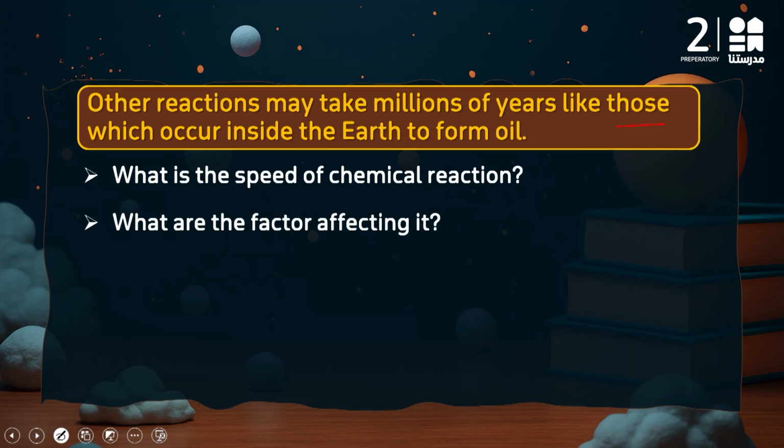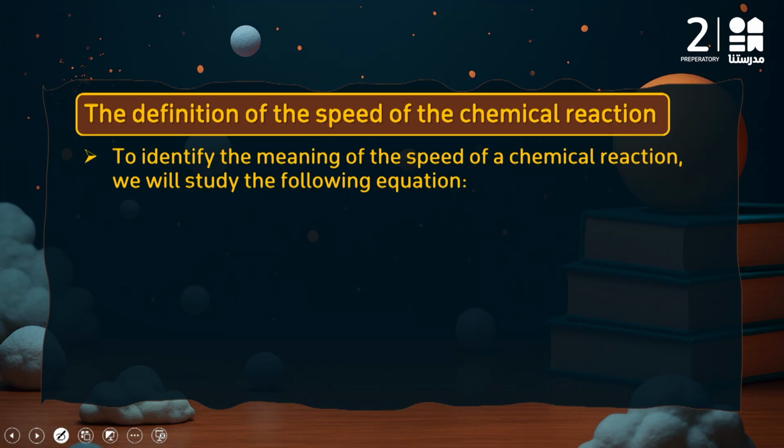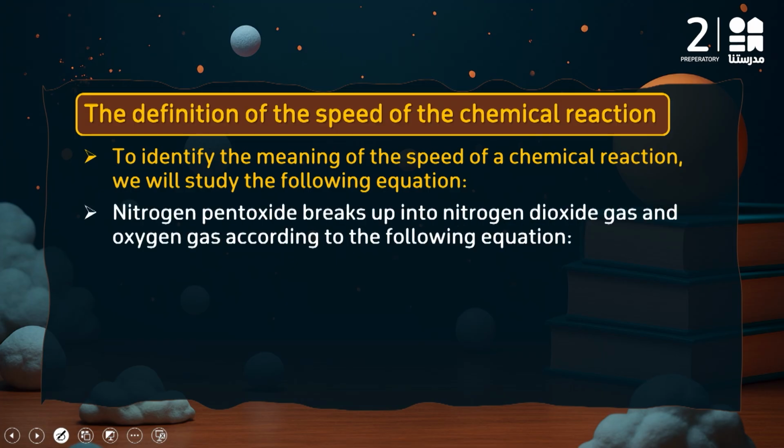What are the factors affecting it? The definition of speed of chemical reaction. Let's identify what speed of chemical reaction means. Nitrogen pentoxide, pent means 5 oxygen, okay? It breaks up into nitrogen dioxide gas and oxygen gas according to the following equation.